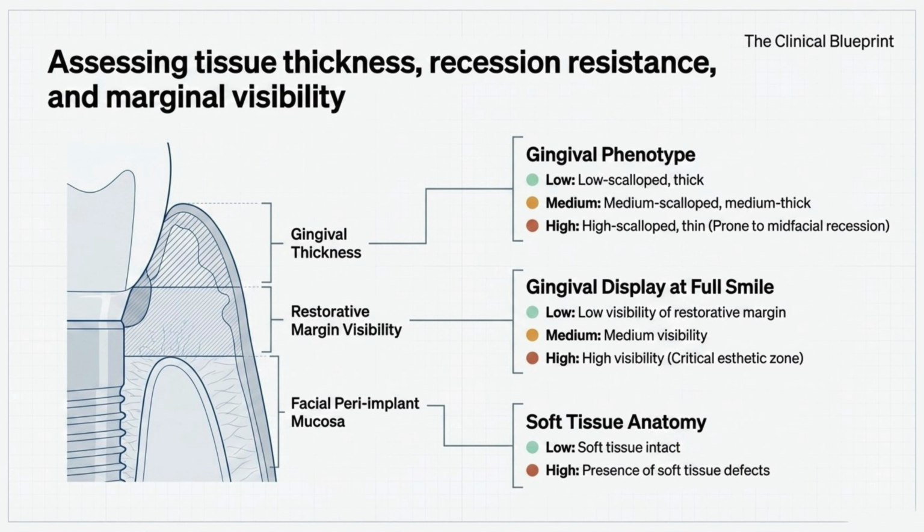Moving to soft tissue architecture. The gingival phenotype is critical for resistance to midfacial recession. A low scalloped, thick phenotype is low risk, whereas a high scalloped, thin phenotype is prone to recession and represents a high risk. We must also evaluate the gingival display at full smile. High visibility of the restorative margin puts us in the critical aesthetic zone, elevating the risk. Lastly, the presence of any pre-existing soft tissue defects in the facial peri-implant mucosa is a high-risk indicator.